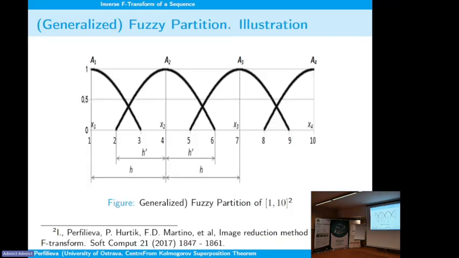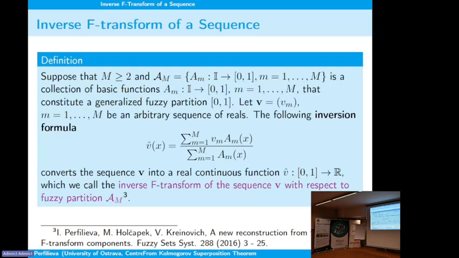I will show you a picture. There are no requirements of a uniform partition, nothing like that. Only the shape is important, and also the intersection is important. So this is one example. And then, normally we introduced the inverse F transform for a function. Here it is for a sequence. This notion was introduced in the paper which is cited below.